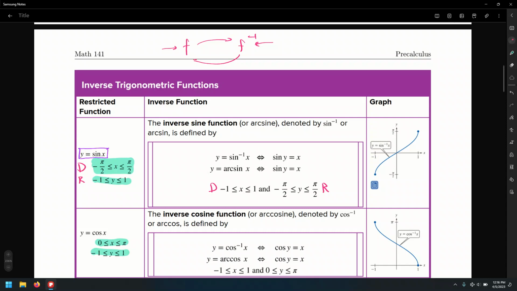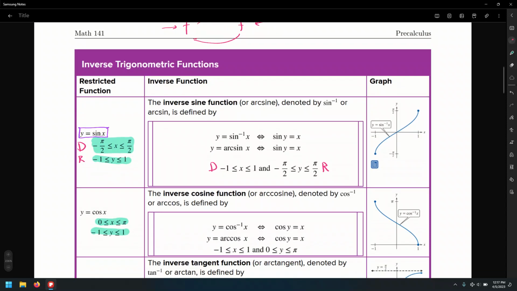Sine of pi over 2 is 1. Now the question is, what is the inverse sine of 1? In other words, what angle has a sine equal to 1? Pi over 2. So that's how we're going to go back and forth. But that sounds like a lot of words. How about we look at some examples about how we compute this?